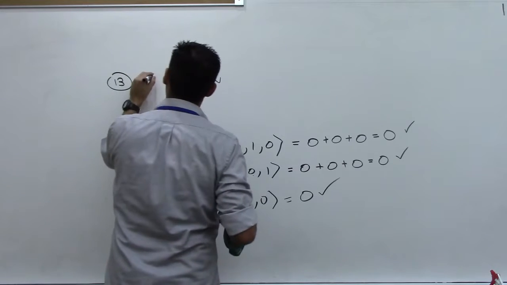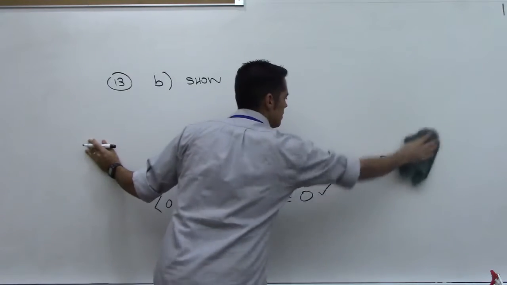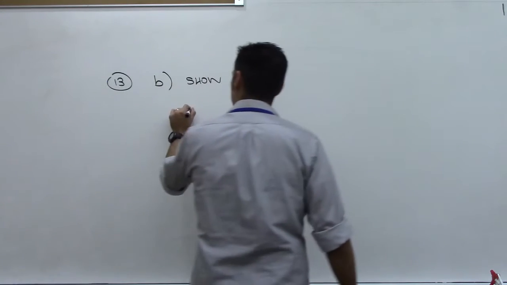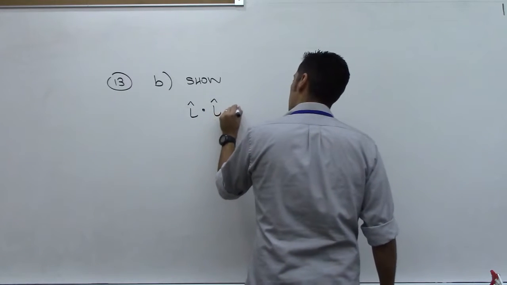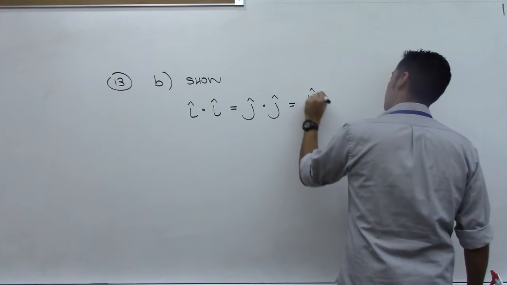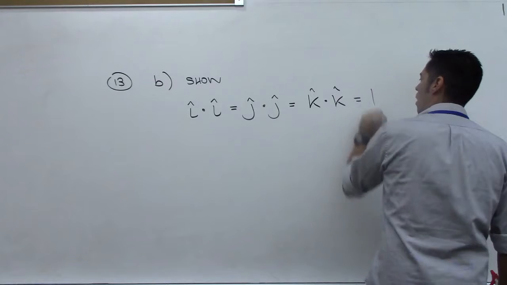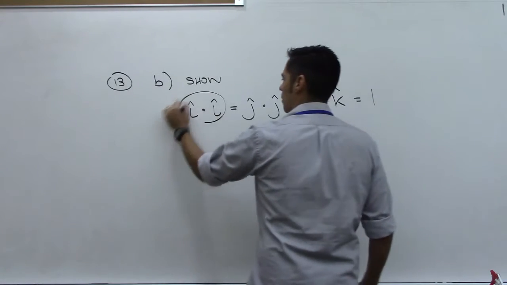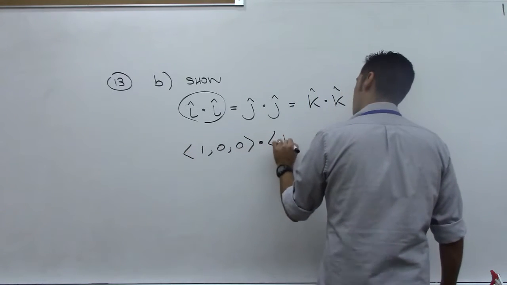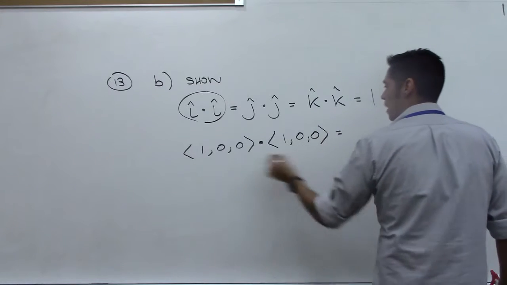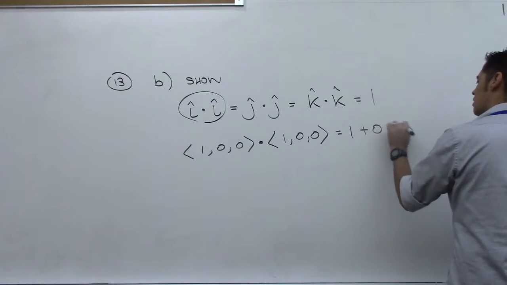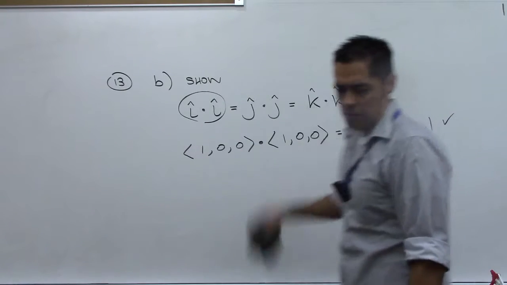Okay, so let's look at part B. Part B says to show that i hat dot i hat equals j hat dot j hat equals k hat dot k hat equals 1. So I'm just going to do one of these. I'm just going to do this one right here. I'm going to show that that's equal to 1. So if I take i hat, that's 1, 0, 0. I dot it with itself, 1, 0, 0. Then I get 1 times 1 is 1, plus 0 times 0, 0, plus 0 times 0, 0, so plus 0, that equals 1, that checks. And you can do the rest.